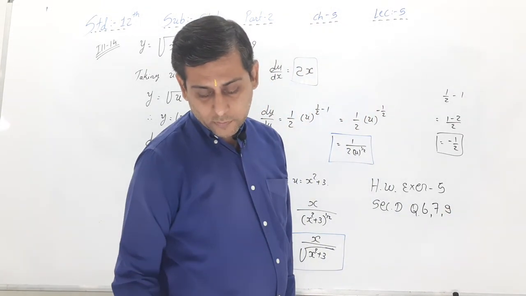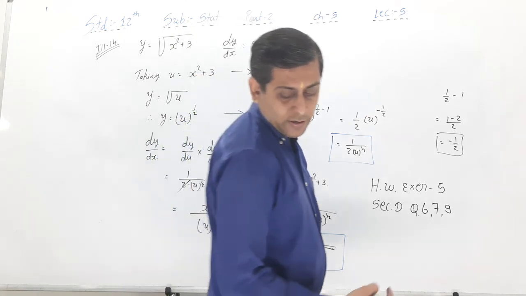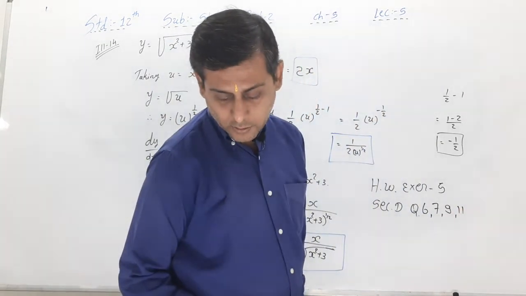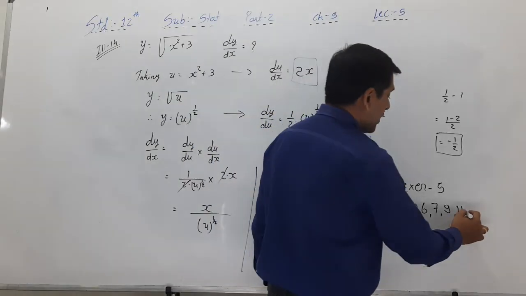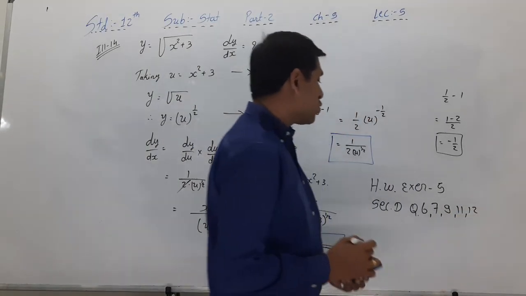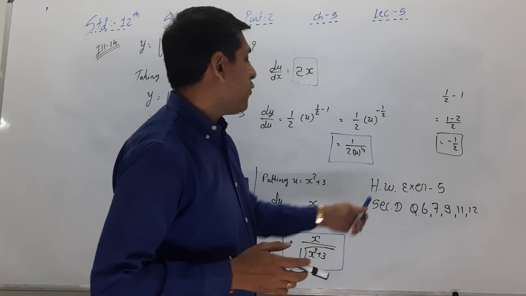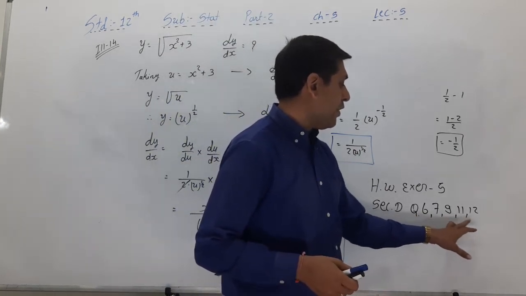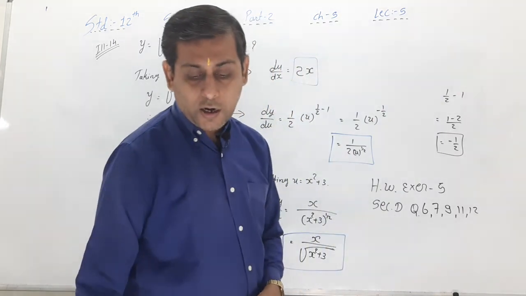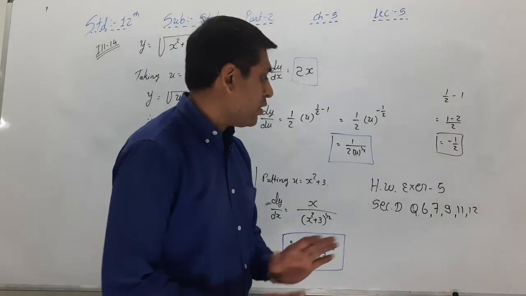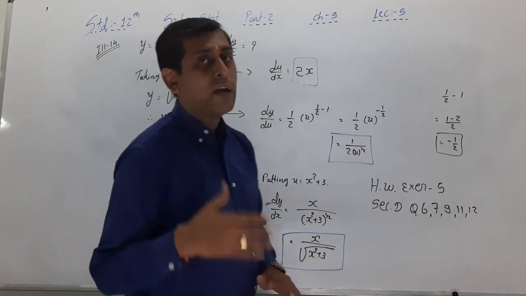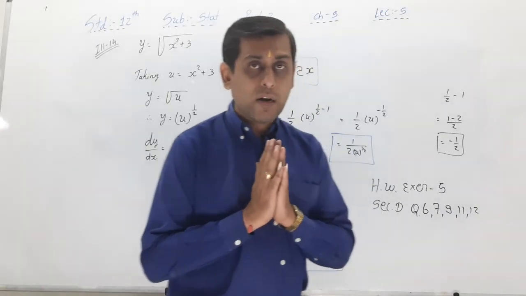Then 11 is as per the chain rule. Again 12 is as per the chain rule. So your homework of exercise 5 section D is 6, 7, 9, 11 and 12. Okay, so here you have to complete all these sums, and if you have a doubt then WhatsApp me. I will do that in our last doubt lecture.